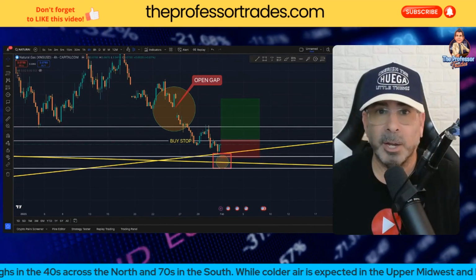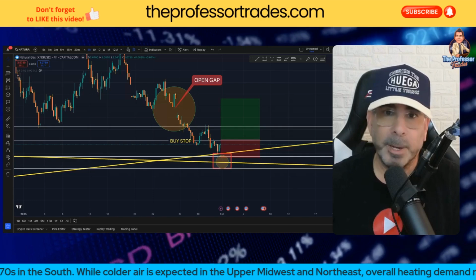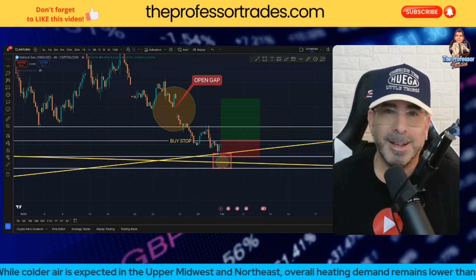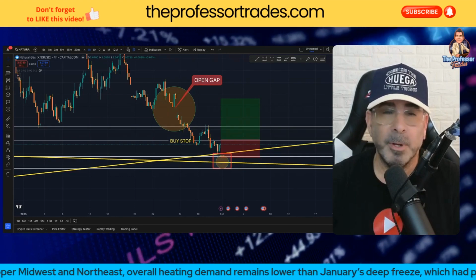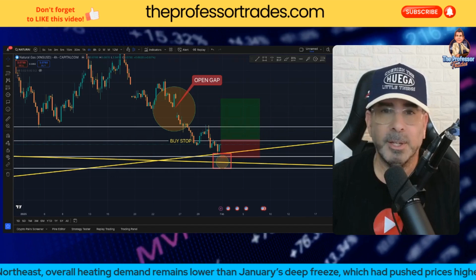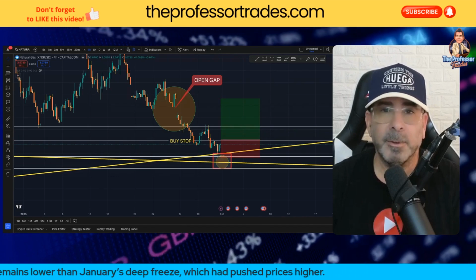And so if you're brand new to natural gas, this has been coined the widowmaker because it could really stay in one direction for a long time. There are still gaps open from January 2023 that have not closed. So again, we are very, very cautious.